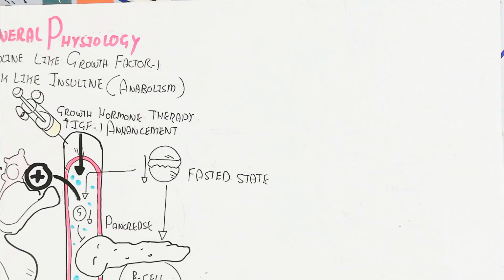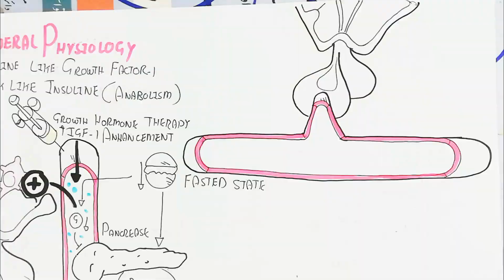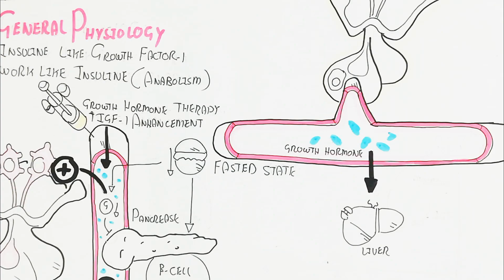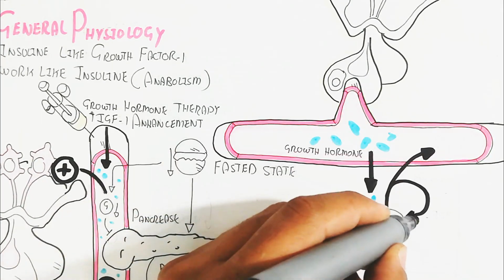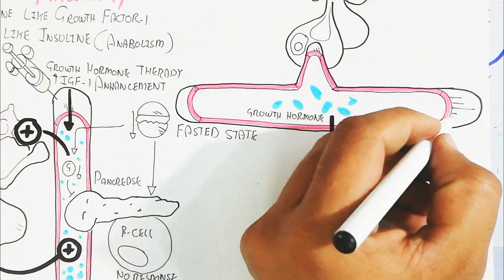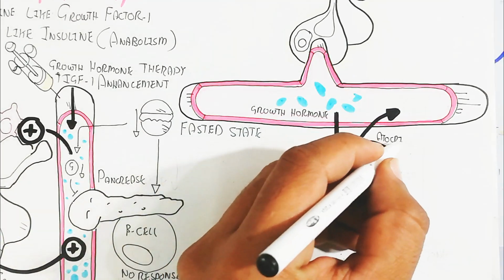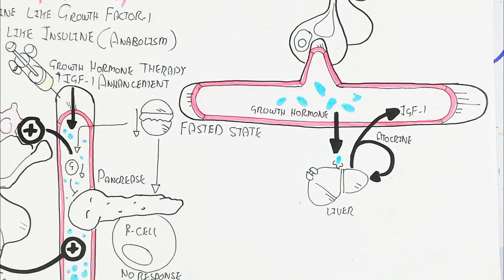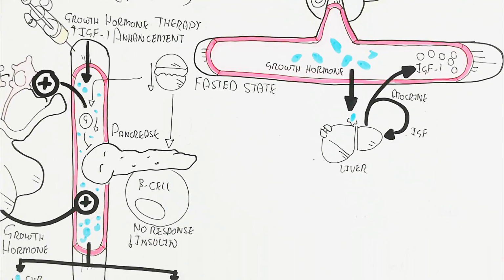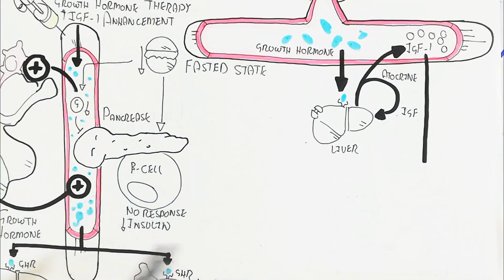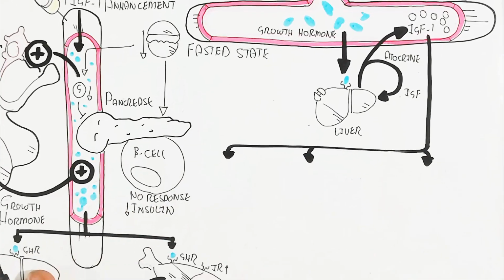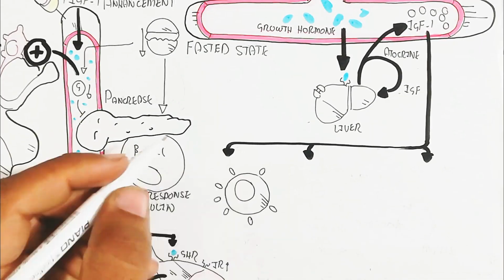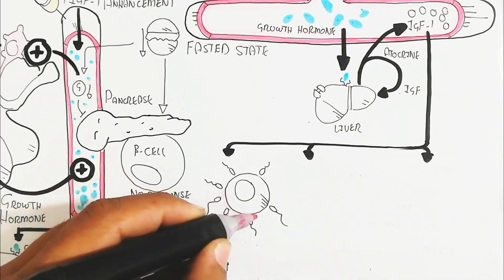So remember, in the fasted state, when the insulin level drops, IGF will increase. This is the major function. When growth hormone is released and targets the liver, IGF will be produced autocrinally and endocrinally. This endocrine IGF will target different tissues like the reproductive system, enhancing the ovary and testes to produce reproductive cells like sperm and egg.